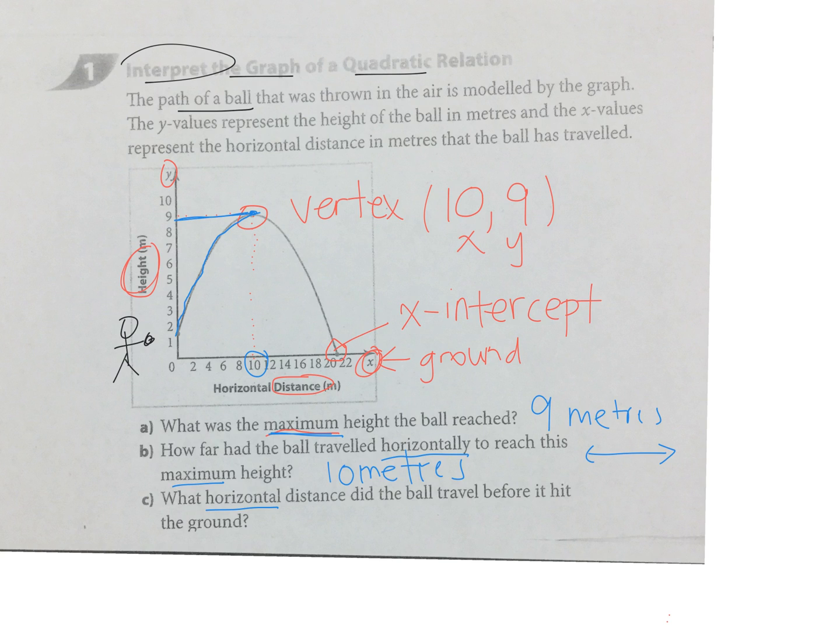So how far did the ball travel? It traveled 10 meters, and then it obviously had to come back down. And how far did it travel in total? How many meters, Krisan? 21 meters.